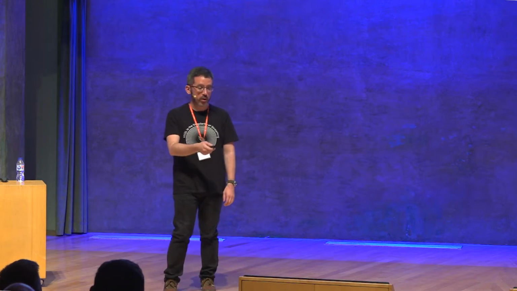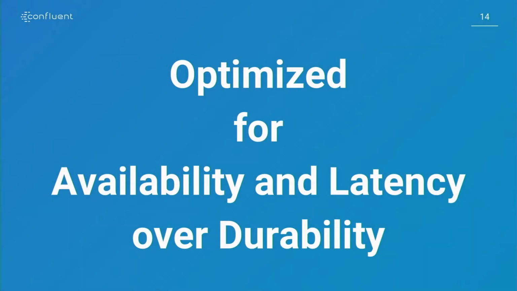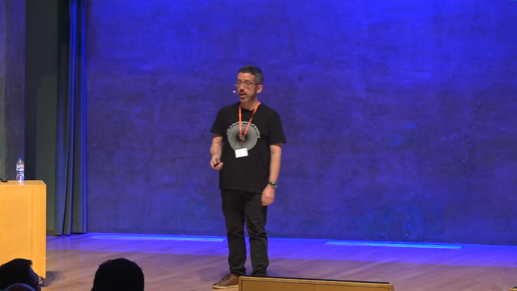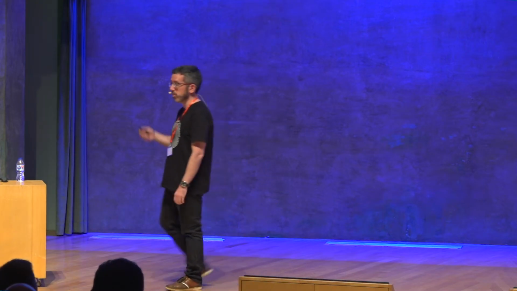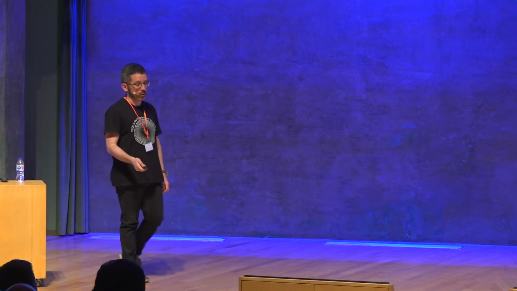Okay? What I get when something goes wrong is these 2 exceptions, not an auth replica exception and not an auth replicas after append exception. Okay? This tells you exactly what is happening. Remember, Kafka is optimized for availability and latency, not for durability. Okay? For durability, I need to be explicitly telling Kafka I don't want to lose messages. Durability is achieved through replication.